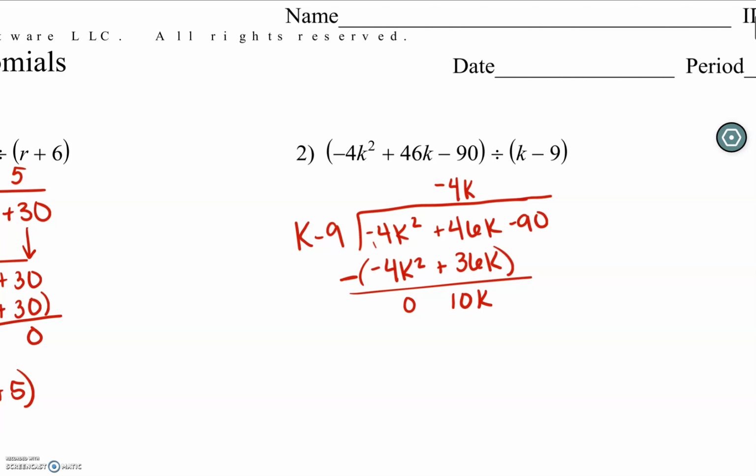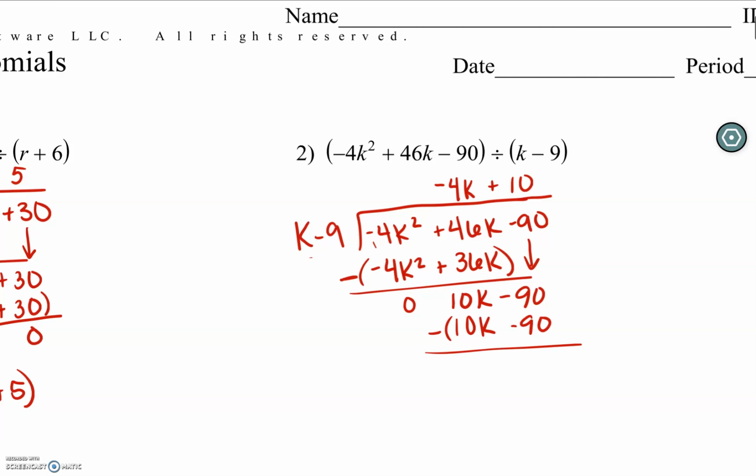10k. And k minus 9 cannot go into 10k because k minus 9 is a binomial and 10k is a monomial. So we have to bring down the negative 90. And you have to ask yourself, what can I multiply k by to equal 10k? Well, the answer is positive 10. 10 times k would be 10k, and 10 times negative 9 would be negative 90.